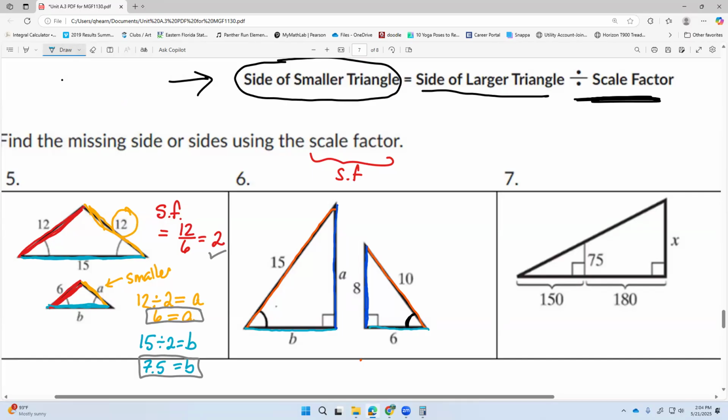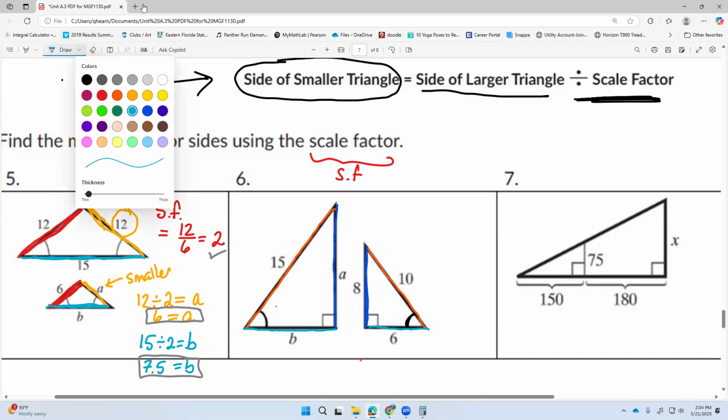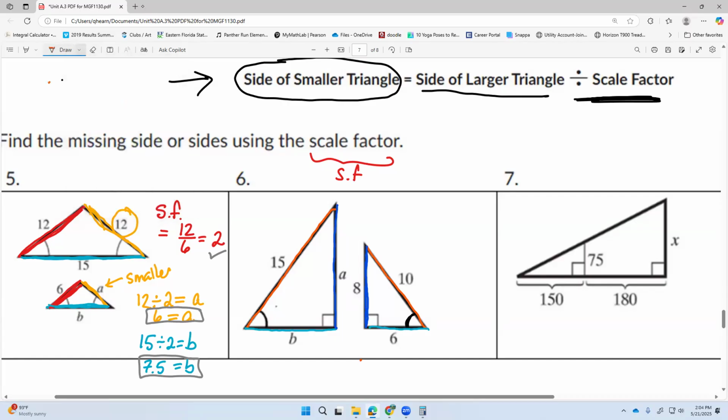Okay, now out of the orange, the dark blue, and the light bluish teal, which of those colors do we know the lengths on both triangles? That would be the 15 and the 10. So to get our scale factor, we're going to divide the 15 in the larger triangle by the 10, the corresponding side of the smaller triangle. So our scale factor will be 1.5.